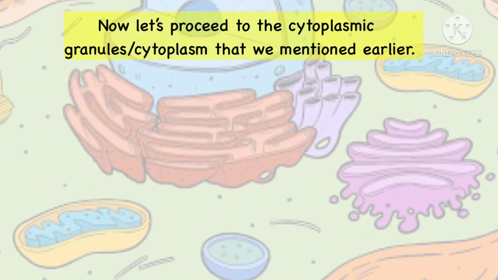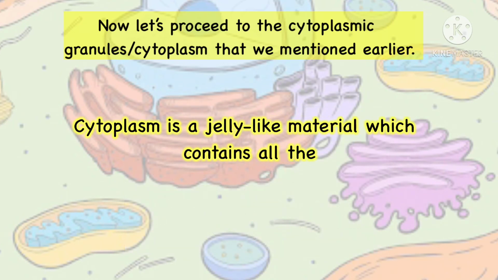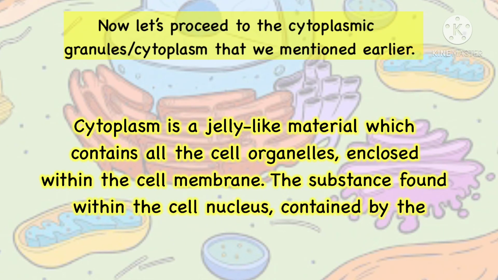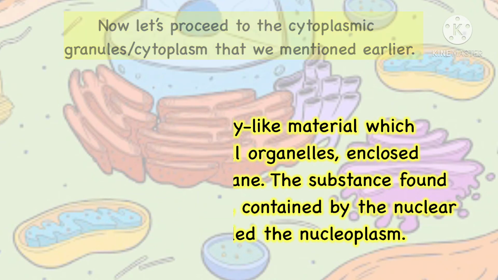Now let's proceed to the cytoplasmic granules or cytoplasm that we mentioned earlier. Cytoplasm is a jelly-like material which contains all the cell organelles enclosed within the cell membrane. The substance found within the cell nucleus contained by the nuclear membrane is called the nucleoplasm.